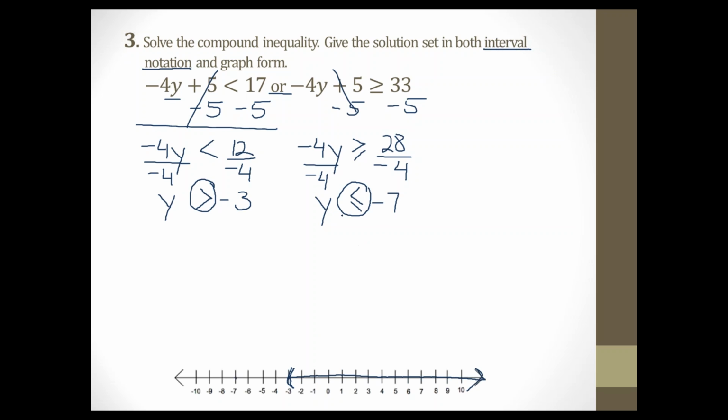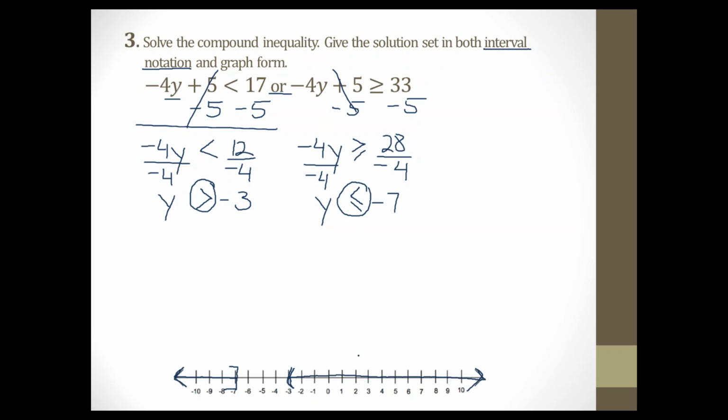And then the second one says y is less than or equal to negative 7, so the numbers that are less than negative 7 would be shaded to the left. And in this case I'm using a bracket because it has the equal bar in the bottom.